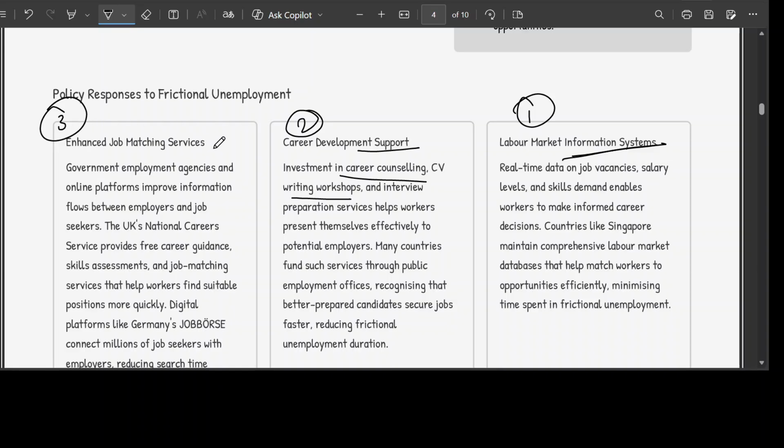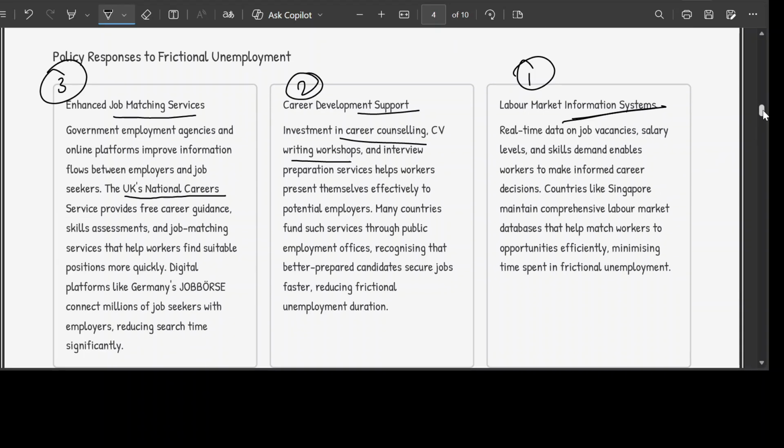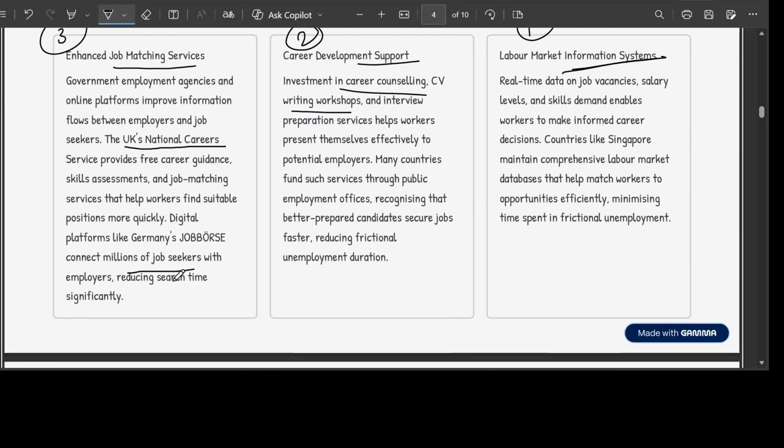The third way of reducing frictional unemployment is enhancing job matching services. There are developed countries and more developing countries also, wherein government employment agencies are set up. Some online platforms are set up through which information flows from employers to job seekers. On this particular PDF, you can see I have taken an example of the UK's National Career Service, which provides free career guidance. Then there are digital platforms in Germany like Jobbörse, which connect millions of job seekers with employers, reducing the search time significantly.